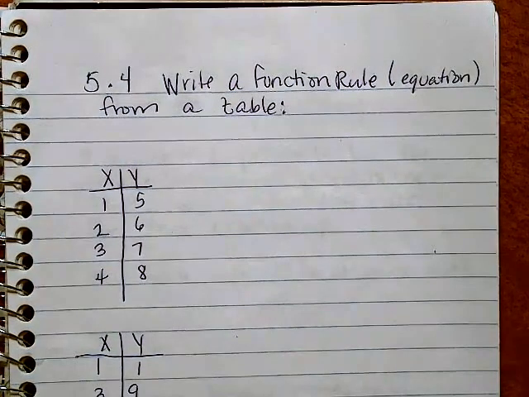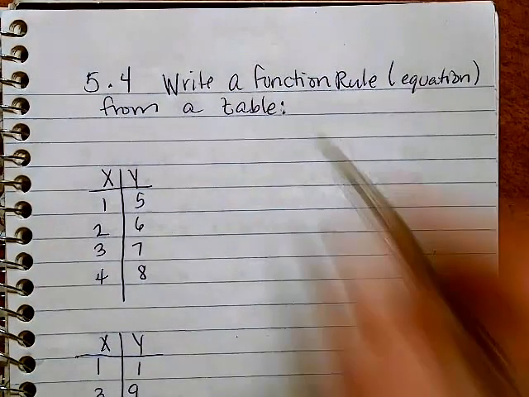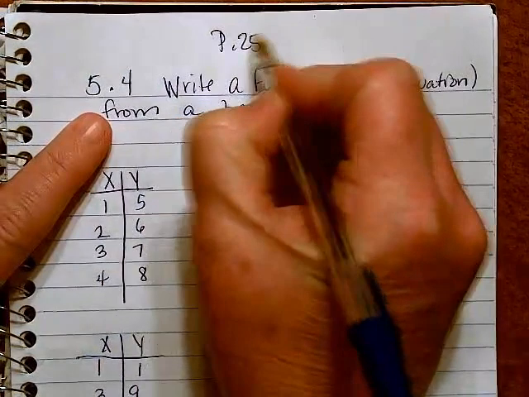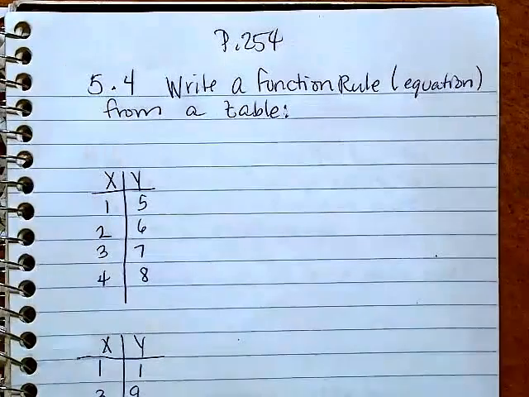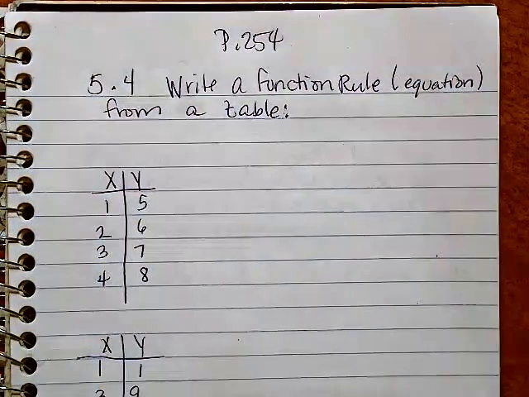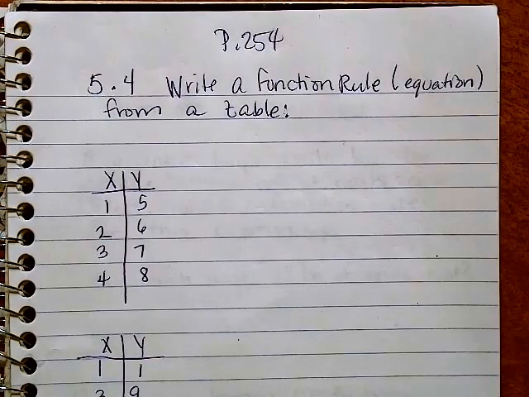Okay, we are on page 254. That's where this lesson starts, and we're learning to write a function rule from a table. So they're going to give you a table, and they're going to want you to come up with the equation. We've been working on, if they give me the equation, getting the table. We've used a calculator, we've made our own table, we've picked our own x values. Now we're going to do that kind of backwards.